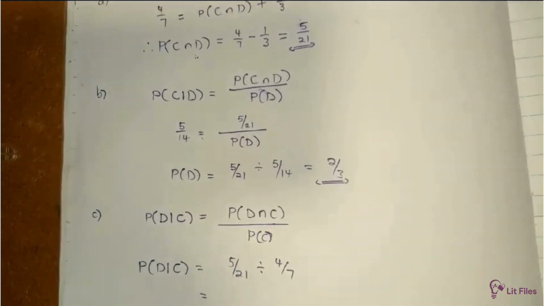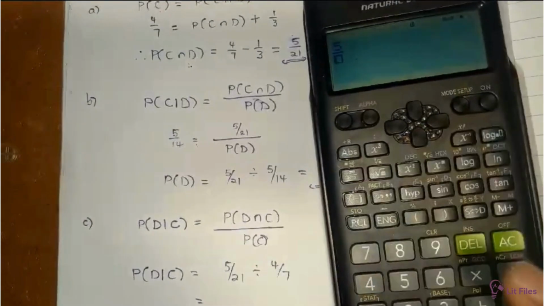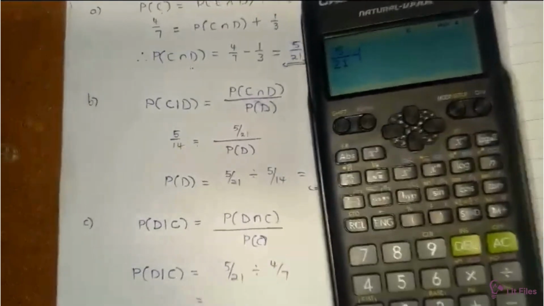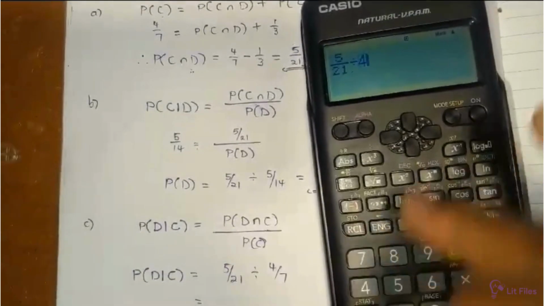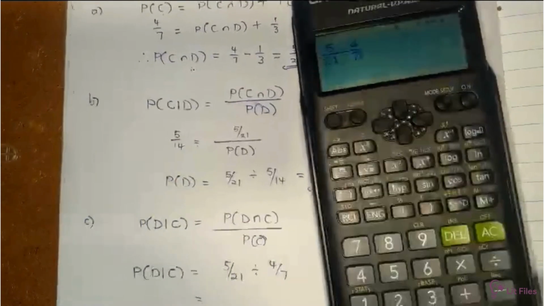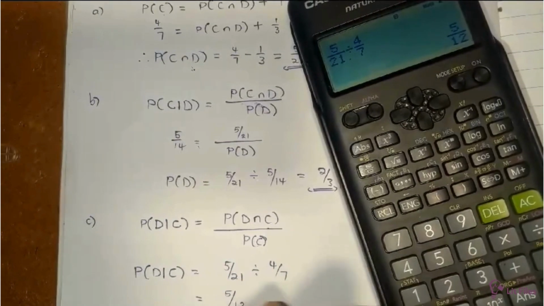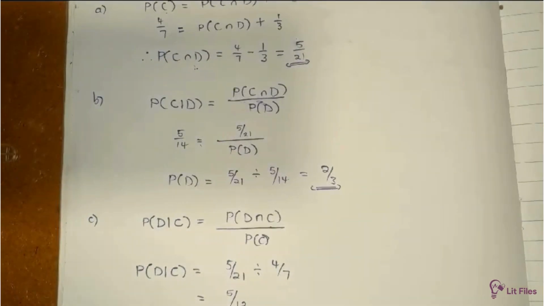So then we just punch that in the calculator. We have 5/21 divided by the 4/7. So we have our answer, 5/12. So that's how we work with conditional probability.